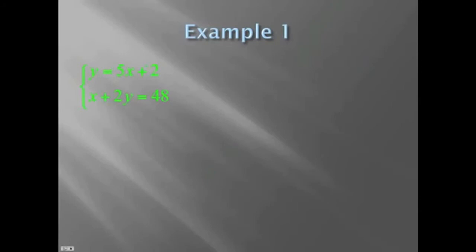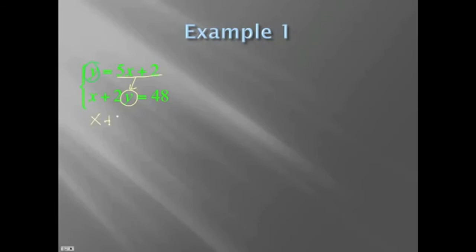So we'll start with example 1, where we have y equals 5x plus 2 and x plus 2y equals 48. So our first step is to look for that variable that's all by itself, and here we have the y. Now we see here that the y is equal to 5x plus 2. These two things are equivalent, so what that means is we can replace them. They're interchangeable. So we're going to look down to this one. Here we have the y. We're going to take that and plug it in there.